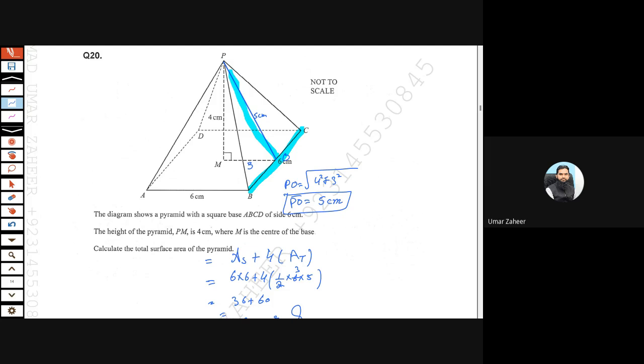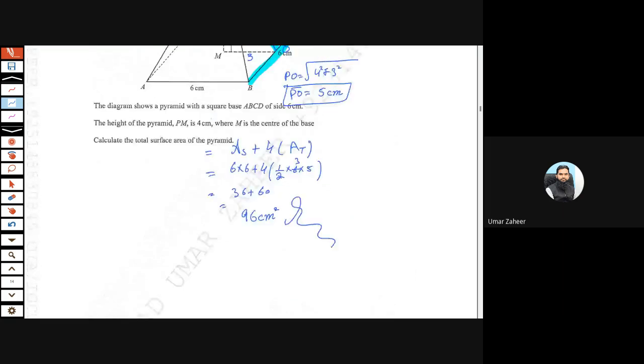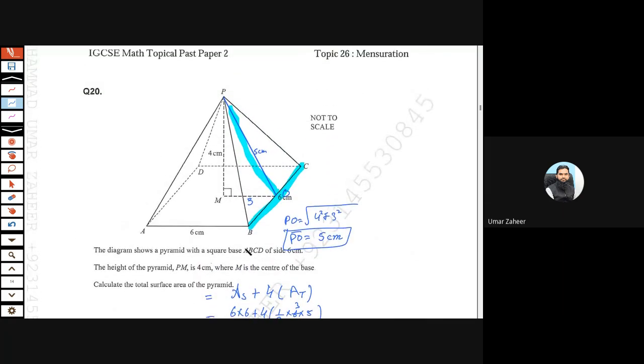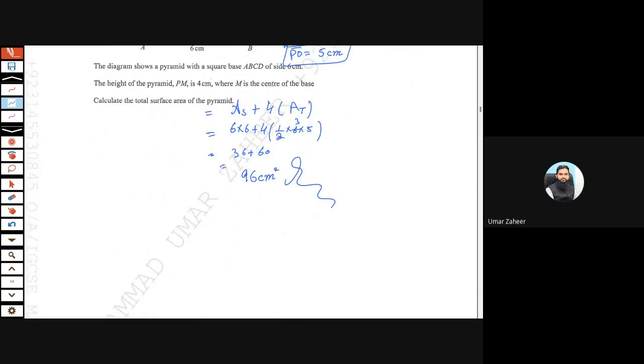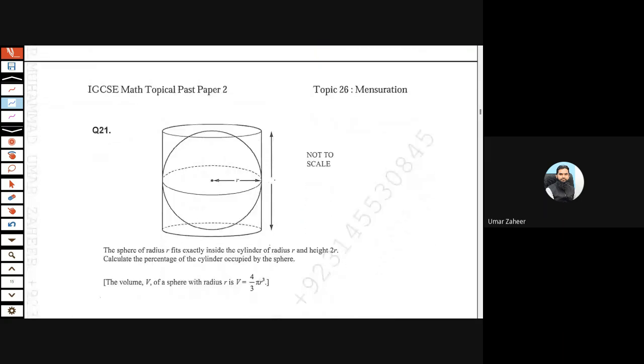So basically the surface area is the whole outer surface area of any 3D shape. If it is a 2D shape, obviously we say that it is area, but if it is a 3D shape, we say that it is a surface area. Yes, any question? No, sir. All right, so we have to do the next question.